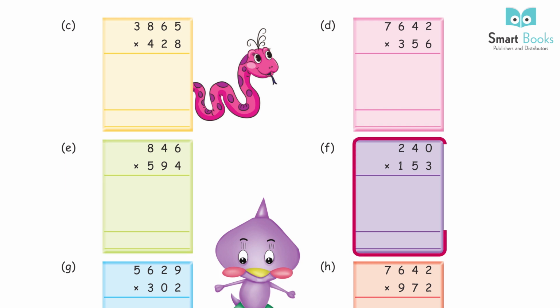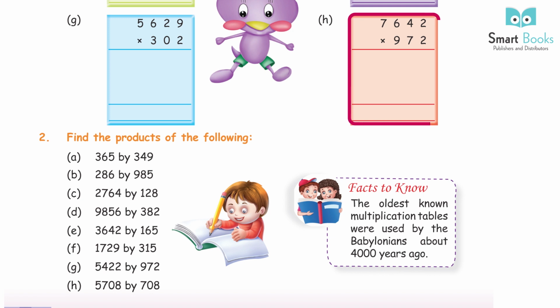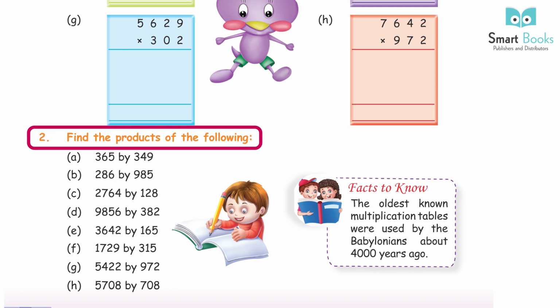F. 240 into 153. Answer: 36,720. G. 5,629 into 302. Answer: 16,99,958. H. 7,642 into 972. Answer: 74,28,024.